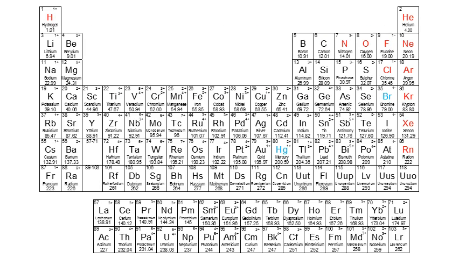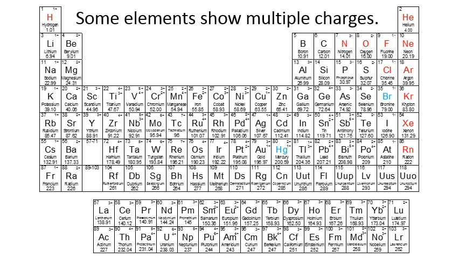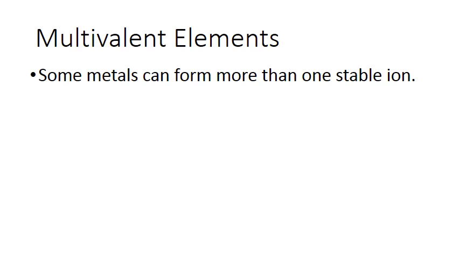So here we have the periodic table, and this one has all the ion charges on it. So in the top right corner, we have the ion charges for all these elements. And if you look closely, you'll see that some elements show multiple charges. So all these highlighted yellow ones, they have more than 1 ion charge. Now these are called multivalent elements, and some metals can form more than 1 stable ion.